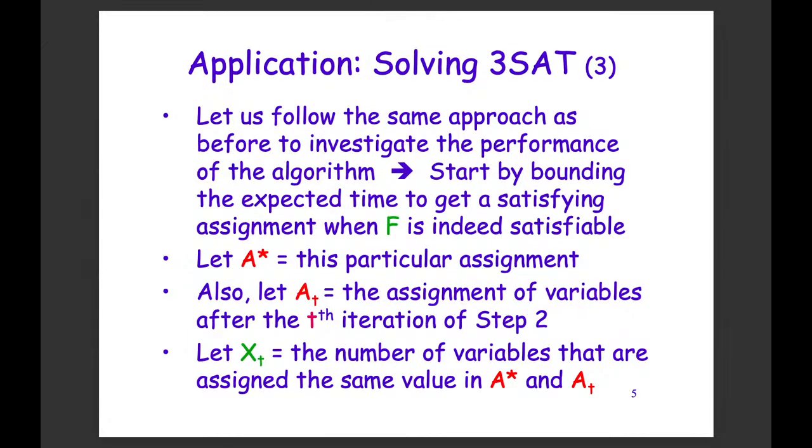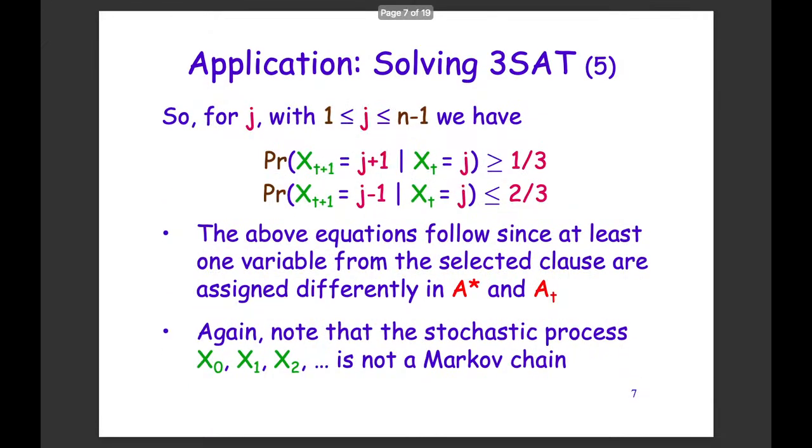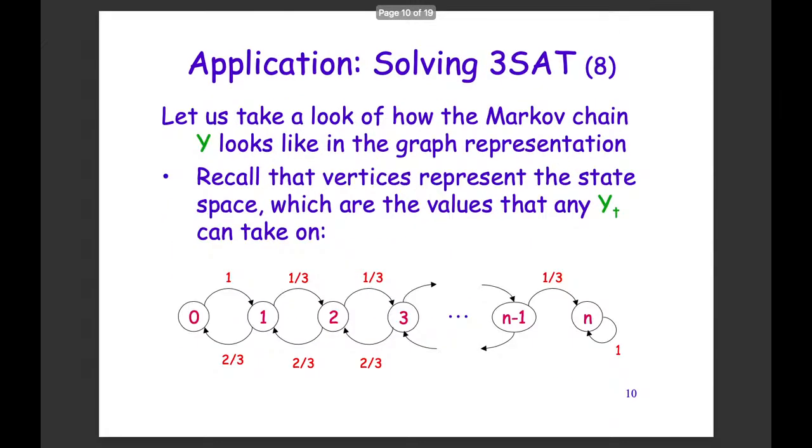So we can actually follow the same approach as before to analyze what will happen. You will see the definition here, same as before. A star represents a certain optimal assignment. A_t represents the assignment of our algorithm at the t-th iteration. And then here, somehow, we will associate this with the Markov chain like this.